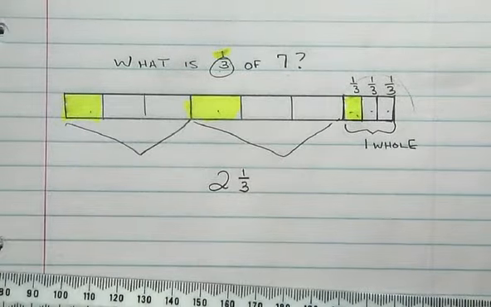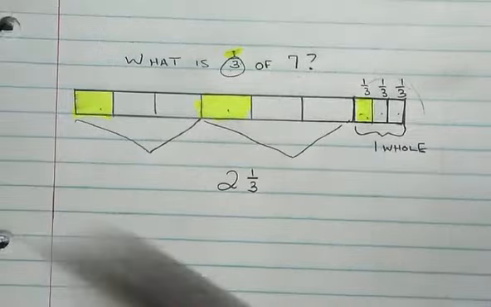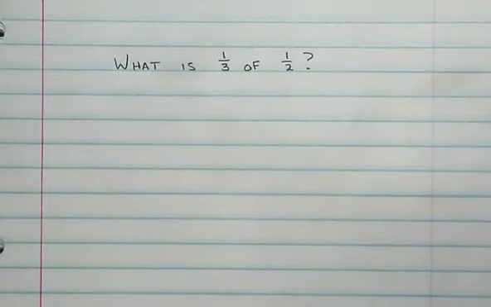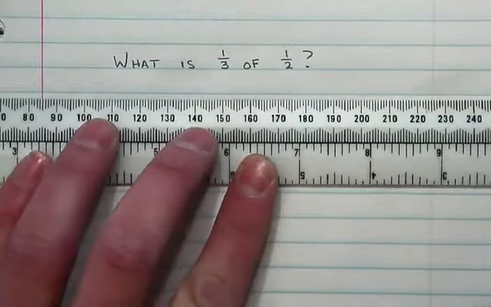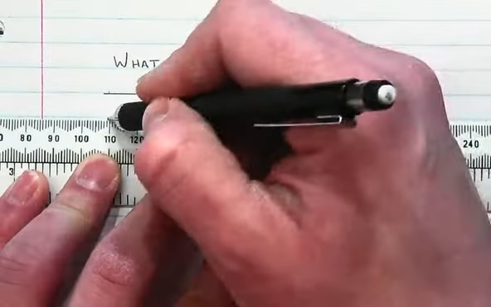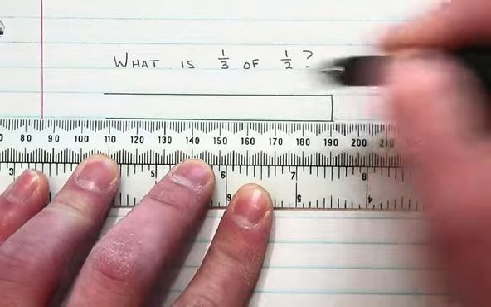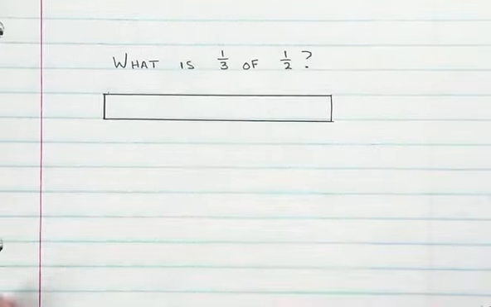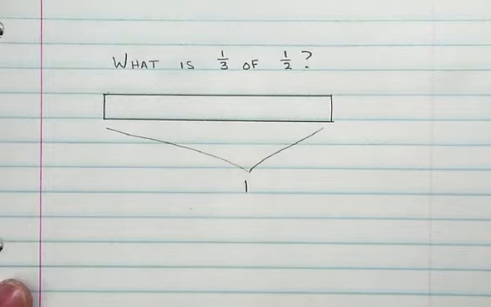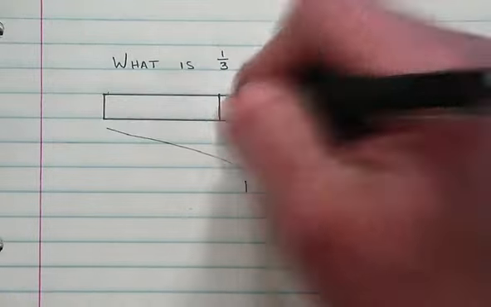Alright, one last example for you. What happens if we have something that looks like this? We want to find a third of a half. So we want to find a third of a fraction. Well, what I'm going to do is draw one piece of tape that represents 1 whole. So this by itself represents the number 1. So how do we represent a half? Well, take it and cut it in half.